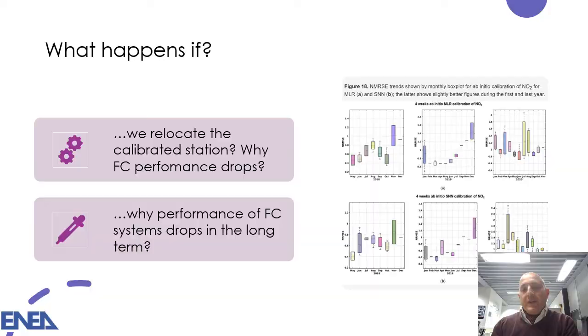What really happens? What happens if we relocate the calibrated station? Why does the field calibration performance drop? We can see in the recent literature an increasing number of researchers showing that results of field calibration drop over time. And why does the performance of calibration drop? What is the answer to this question?